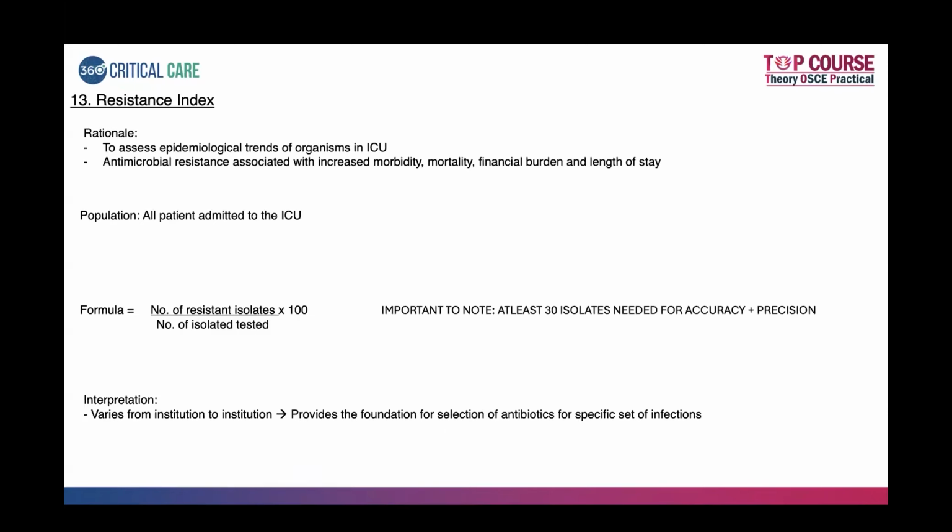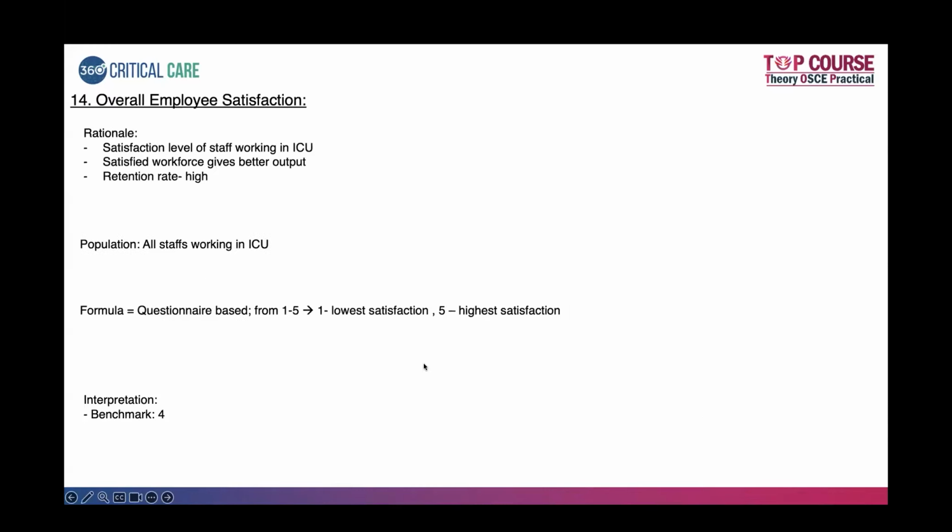The important thing to note here is that at least 30 isolates are needed to get a good accuracy and precision. So it varies from institution to institution. And the important thing is it provides the foundation for selection of antibiotics for a specific set of infections. All right. In many of our hospital acquired infections, when we write the answers, we always say based on local antibiogram, local epidemiological data. All that is based on these formulas and derivations.